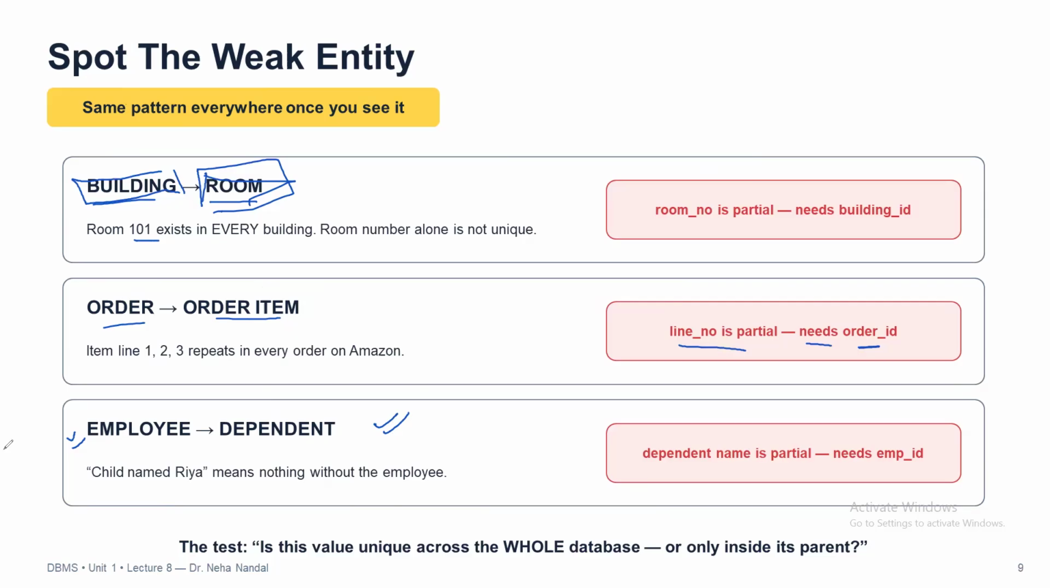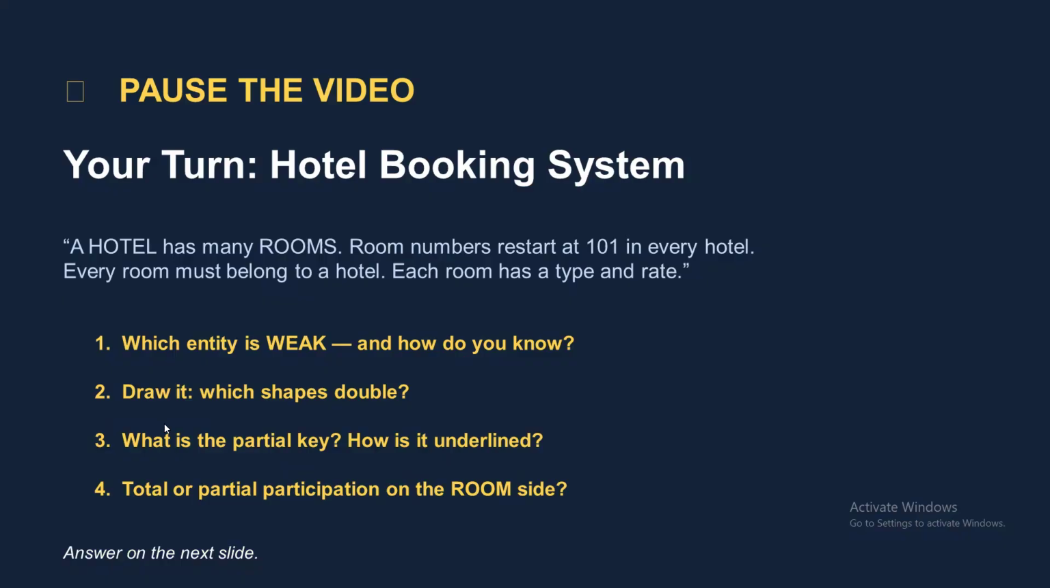So I hope you got clarity on all these topics. Now, finally, let me conclude this, and here is your turn. Suppose I'm giving you a question. You have to think of a hotel booking system. A hotel has many rooms. Room numbers start at 101 in every hotel. Every room must belong to a hotel. Each room has a type and a rate.